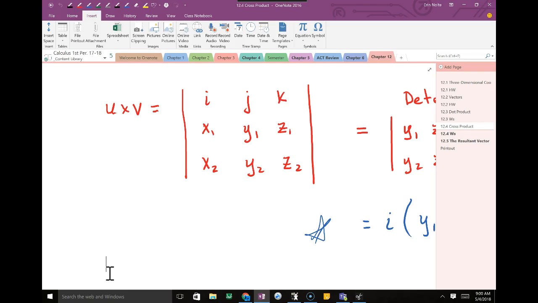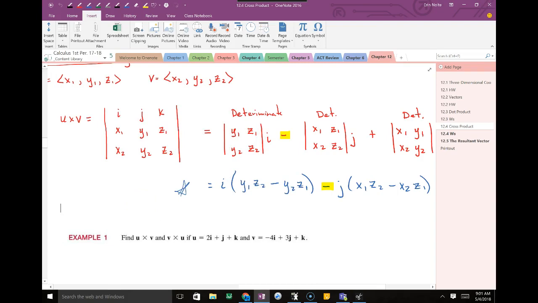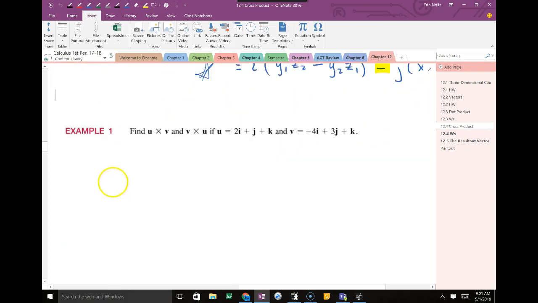For the k, do you see which letters are used for the k? Not those ones, they use this one. So to get the k, you do x1 times y2 minus x2 times y1. You get it? As long as you can recognize that pattern, it becomes pretty easy.